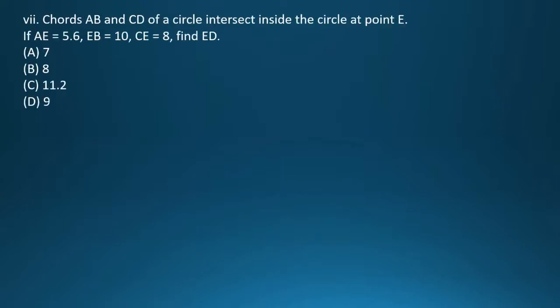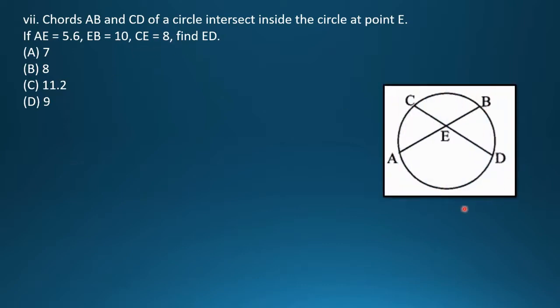The seventh question. Chords AB and CD of a circle intersect inside the circle at point E. If AE is 5.6, EB is 10, CE is 8, we have to find ED. If you look at the diagram, AE is 5.6, EB is 10, CE is 8. We have to find ED. The options are 7, 8, 11.2 and 9. Let us start with the solution.